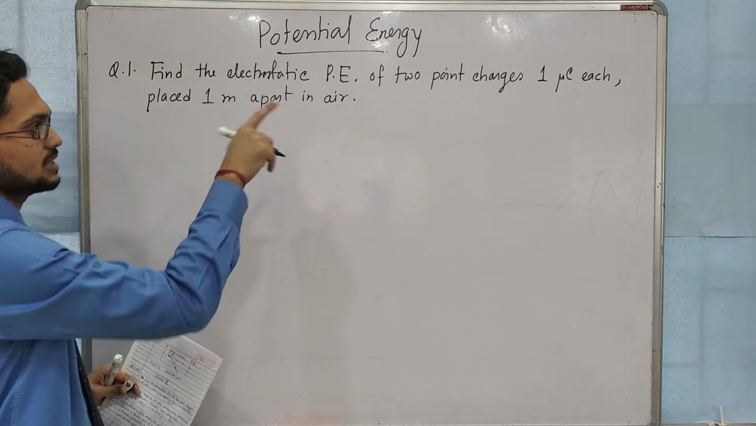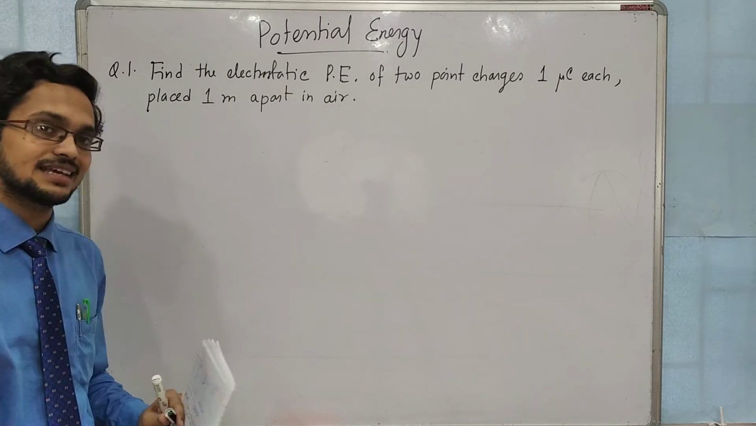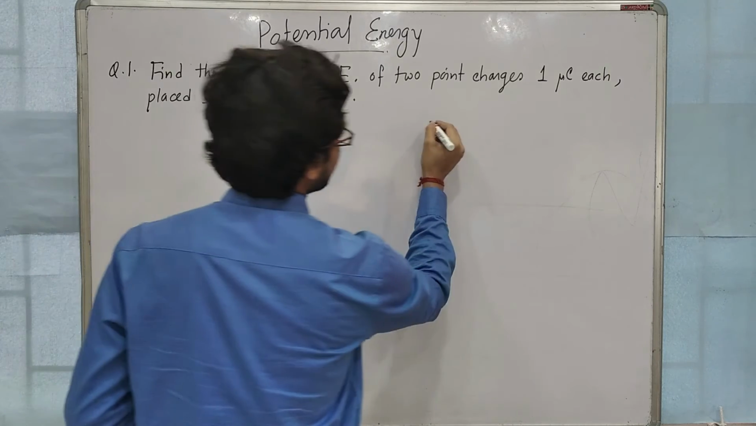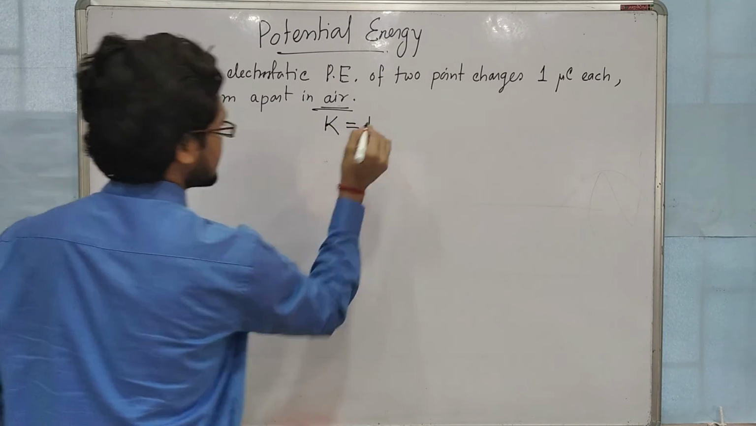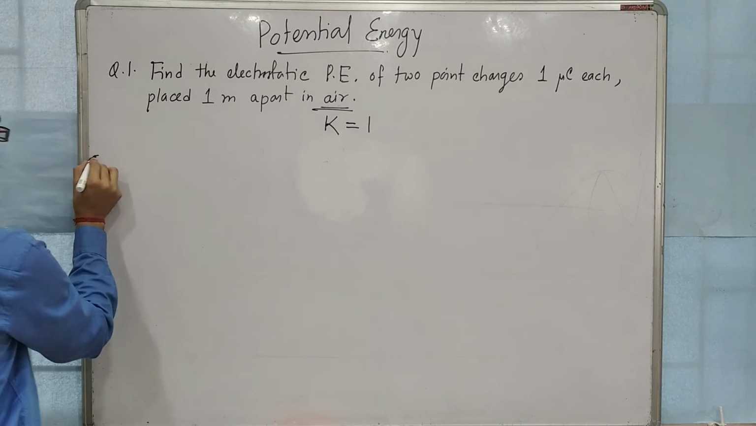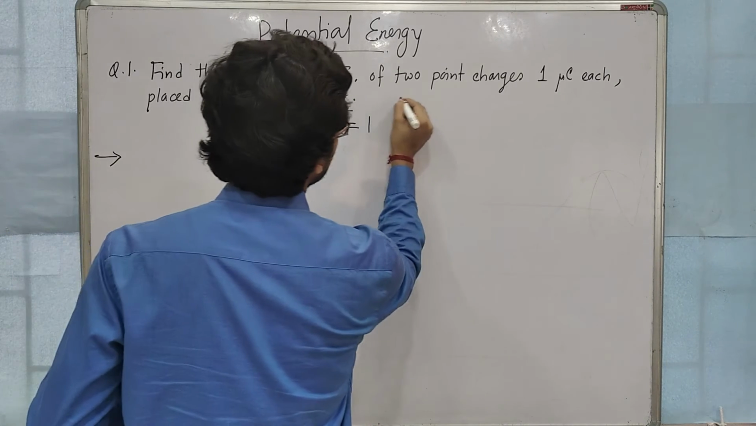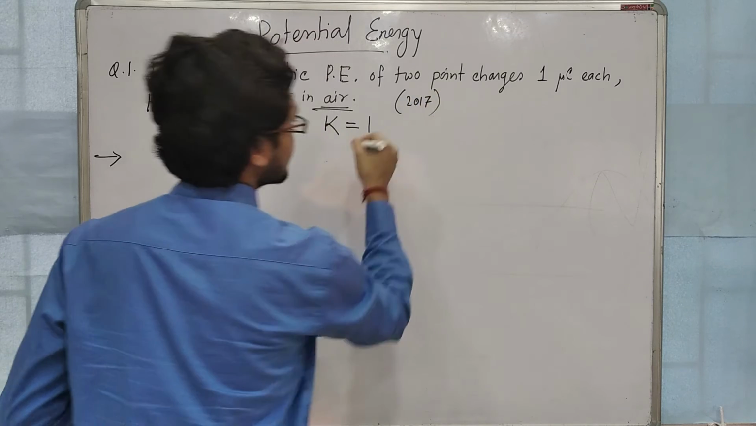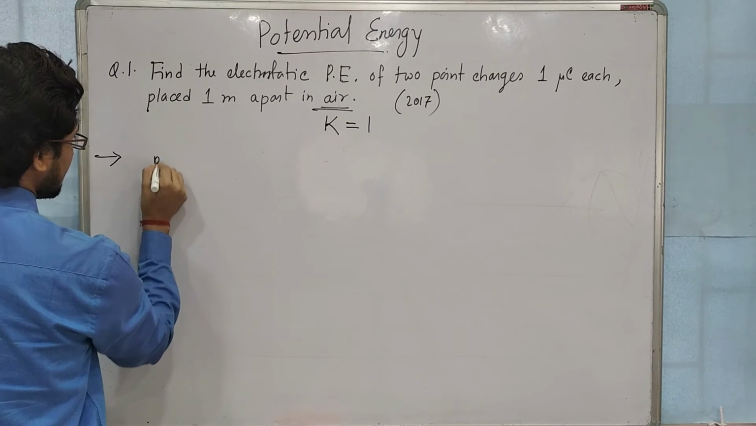Find the electrostatic potential energy of 2 point charges, 1 microcoulomb each, placed 1 meter apart in air. Air means what? Air means dielectric constant 1. So just use the formula, and this question came in the year 2017. So potential energy, what is the formula?